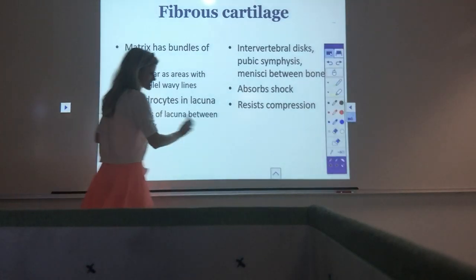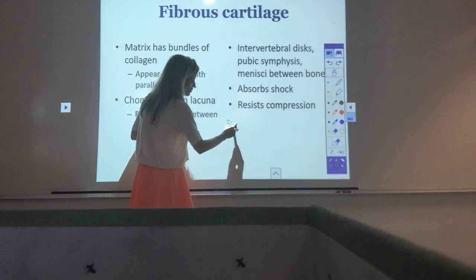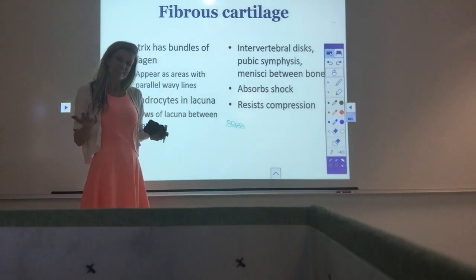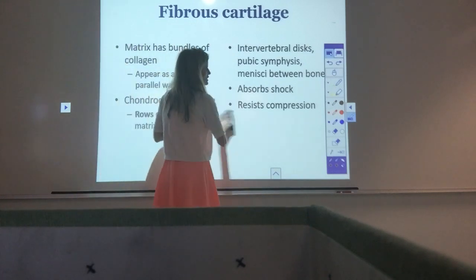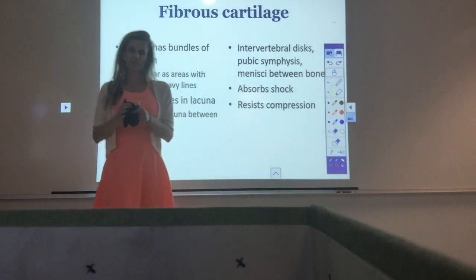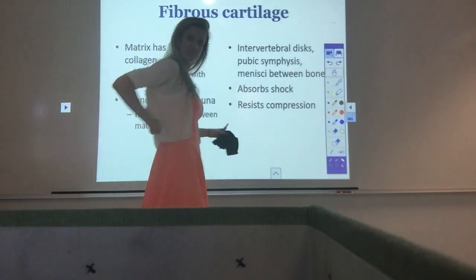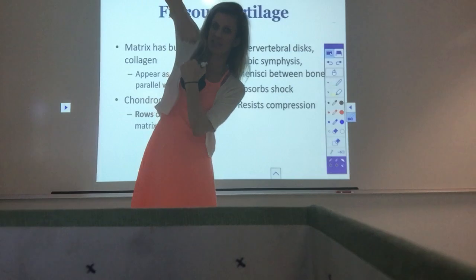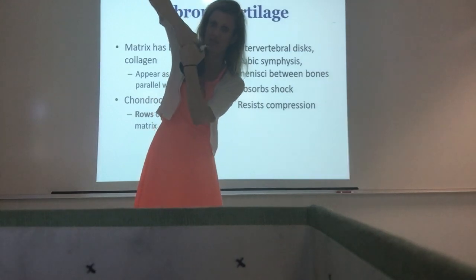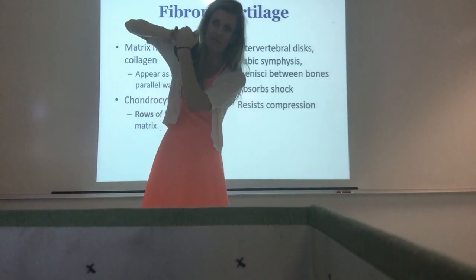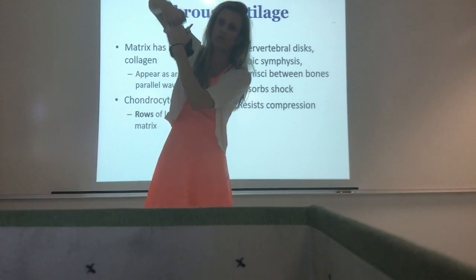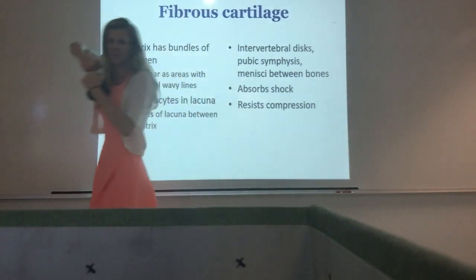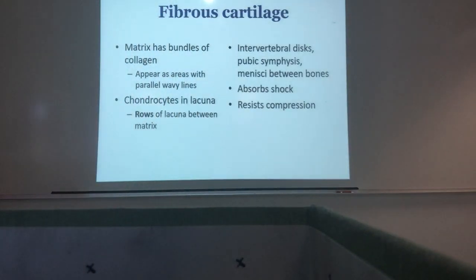Also, we'll typically see these kind of well organized. Like you might see little pairs or rows of the chondrocytes organized pretty nicely for the fibrous cartilage. These form discs. So the intervertebral discs that provide padding between your vertebrae, and your knee, where your femur meets your tibia, you've got two cartilage pads, the medial meniscus and lateral meniscus. Those are fibrous cartilage. They provide nice padding in areas where you've got a lot of weight and pressure going down.